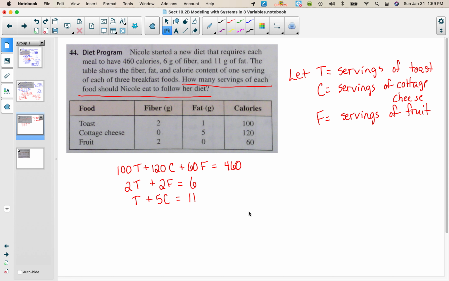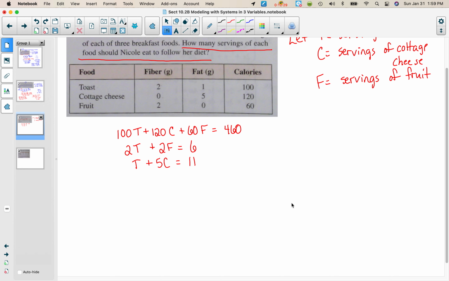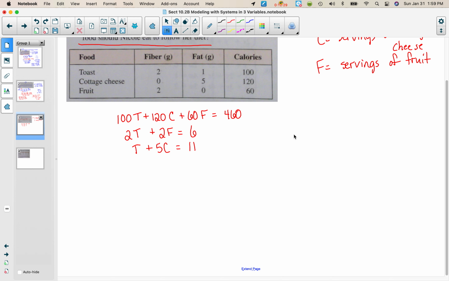So I have my 3 equations. Now notice 2 of them have only 2 variables, but they're not the same variables. So I actually do this problem a little differently. First of all, I notice I can factor a 2 out of my second equation.